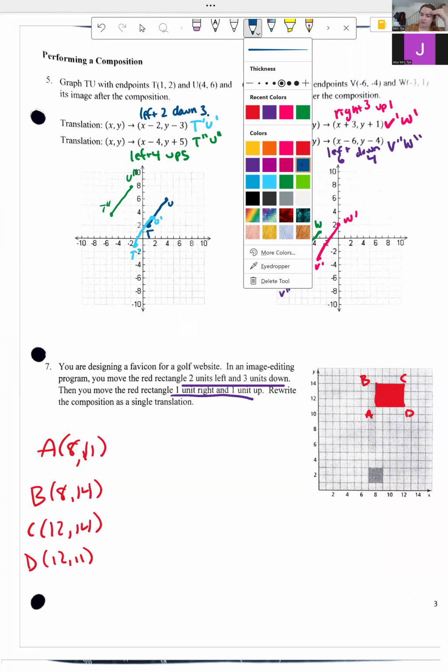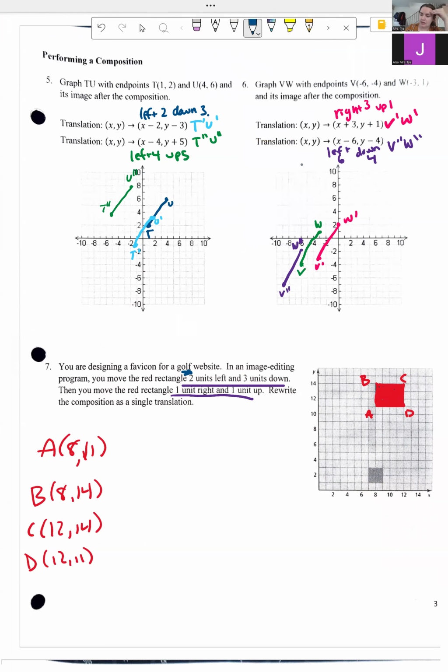Okay, it looks like for this first one, we're going to move 2 units left, so that's x minus 2, and 3 units down, so y minus 3. So A prime is now going to be at (6, 8). B prime will be at (6, 11). C prime (10, 11). And D prime is at (10, 8).